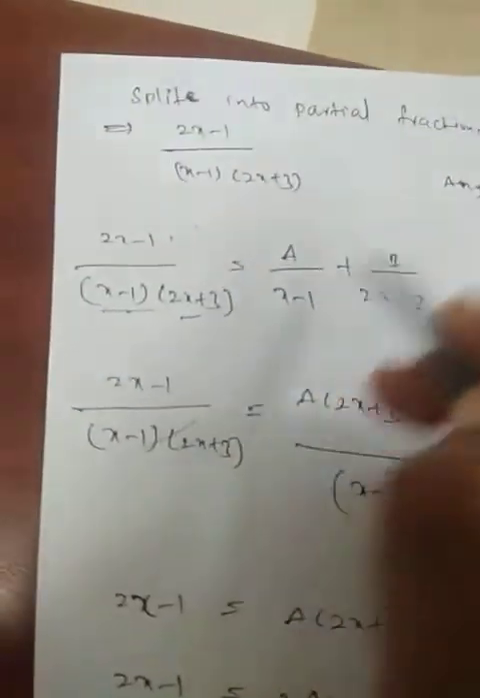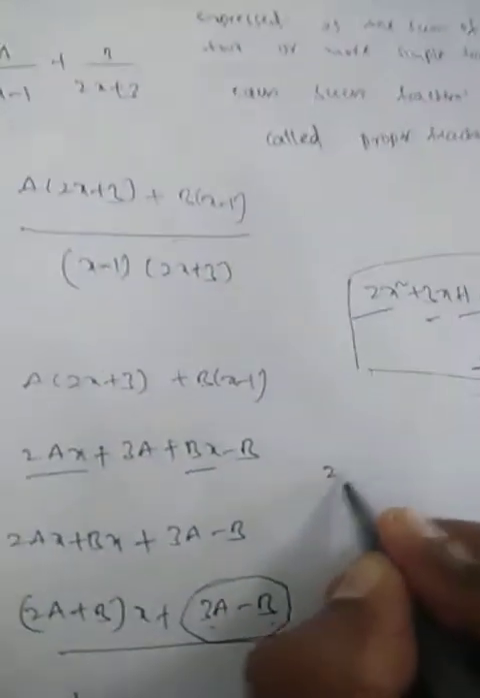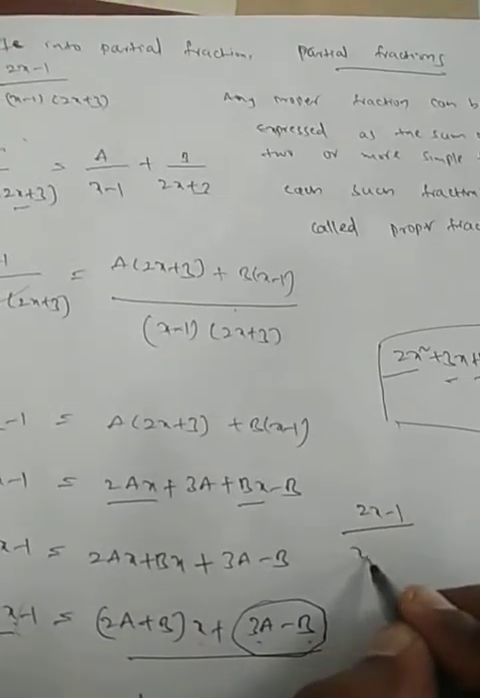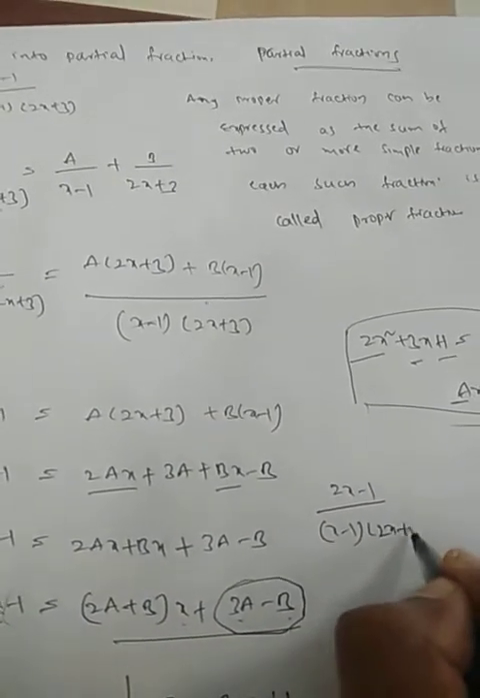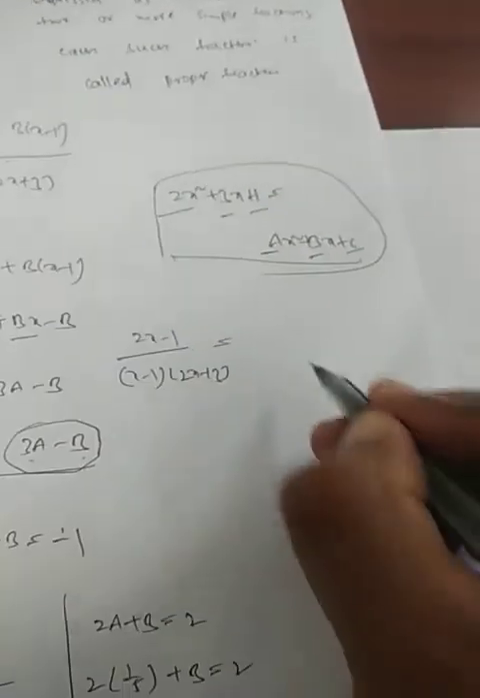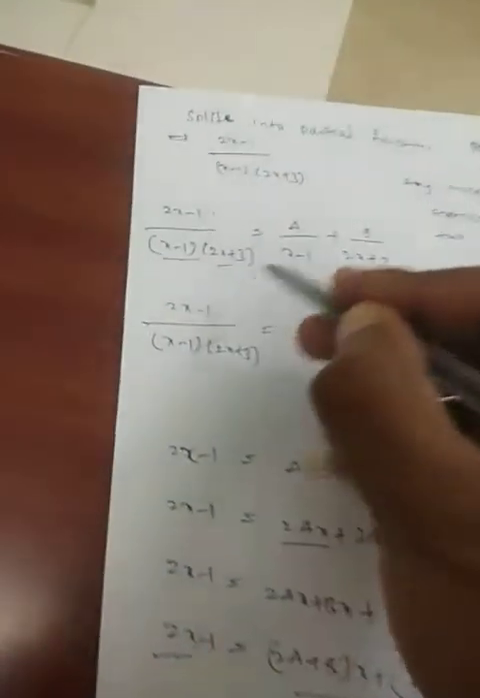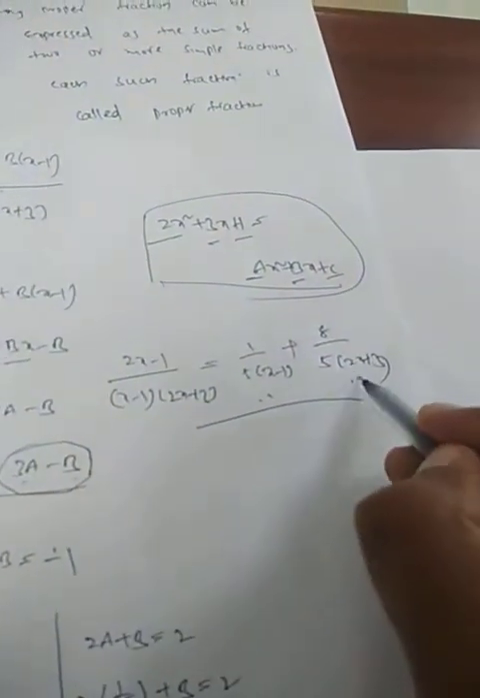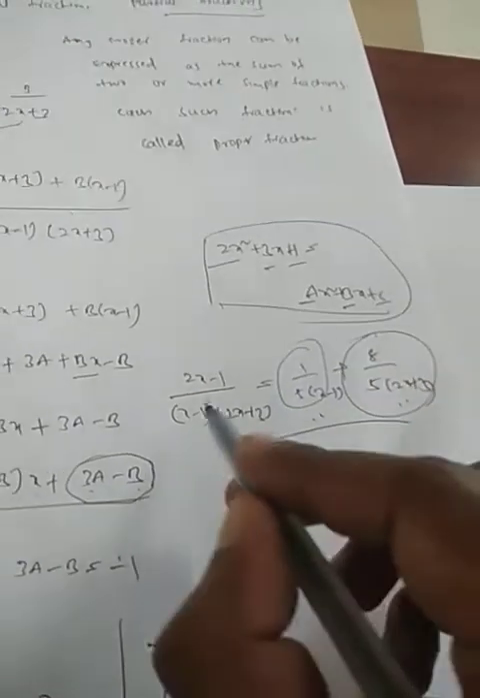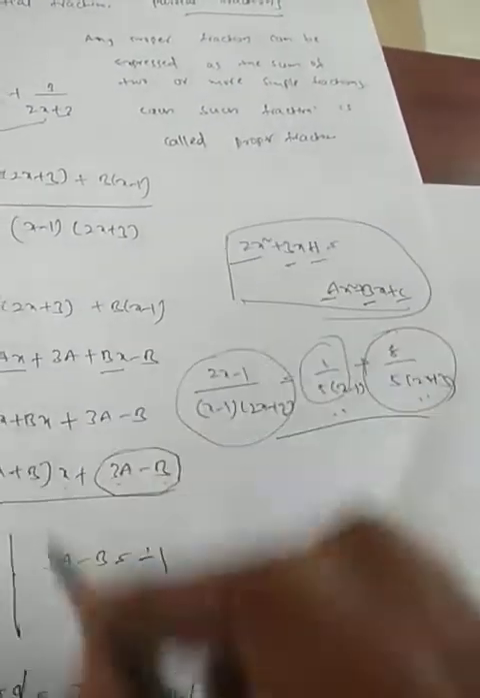See, now the partial fractions are what? So actually, we need to express this as a by x minus 1 plus b by 2x plus 3. That means 2x minus 1 by x minus 1 into 2x plus 3 is equal to a, what is a? 1 by 5 into x minus 1, plus b, what is b? 8 by 5 into 2x plus 3. See, a is this, b is this. So these are the two partial fractions. This is one simple fraction. This is one simple fraction. These are the partial fractions of the expression.